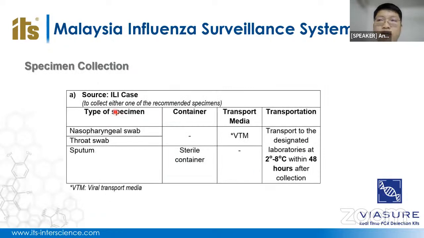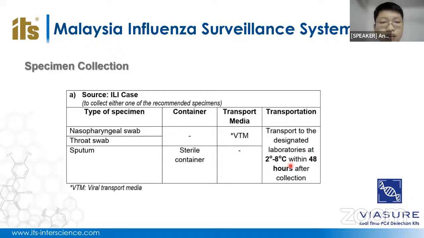So how do you collect the sample? If the doctor identifies the patient as an ILI or SARI case, for the ILI case, normally you can get a nasopharyngeal swab, a throat swab, or sputum. These are the three common specimen types. For the swab, normally you use VTM or UTM. If using sputum, it goes inside a sterile container. Transport to the designated laboratory within 48 hours using cold blocks.